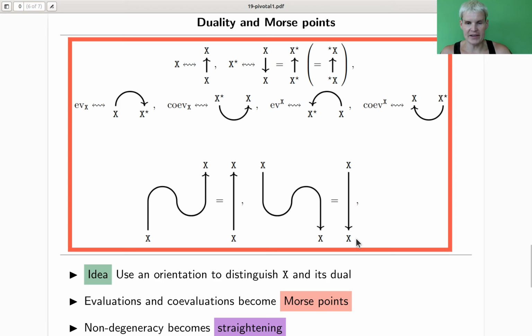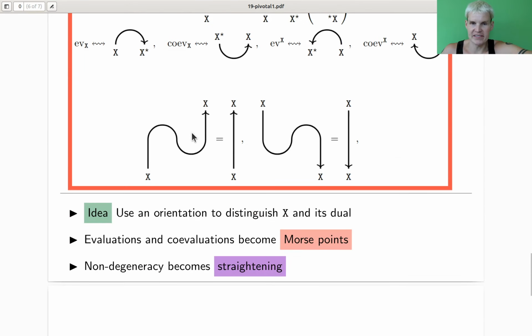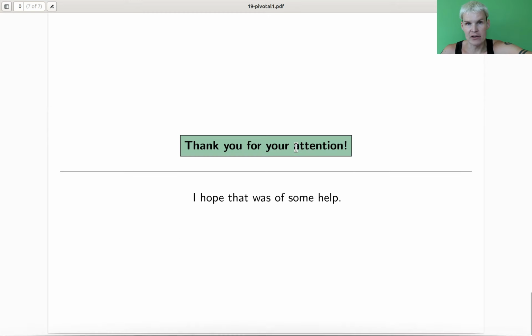And this is a very nice diagrammatic way to think about it. Now we have Morse points where something changes because you drastically change your strand and go down to the monoidal unit, but they're somehow also invertible operations because you can just pull the string straight. And what people usually call, as I said, the non-degeneracy condition is exactly the straightening of diagrams.